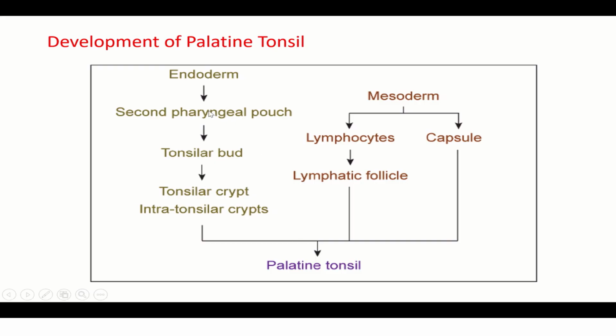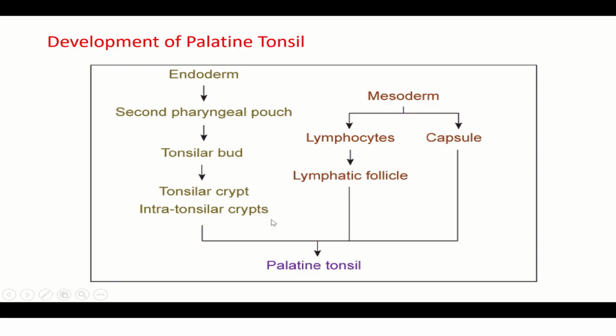So, as an overview, you can see the endoderm from the second pharyngeal pouch forms a tonsillar bud, which will be canalized to form the tonsillar crypts. One of the largest will be the intertonsillar cleft. Mesoderm will form lymphocytes, which result in lymphatic follicles, and it also develops the capsule. Ultimately, all three components contribute in the formation of the palatine tonsil.